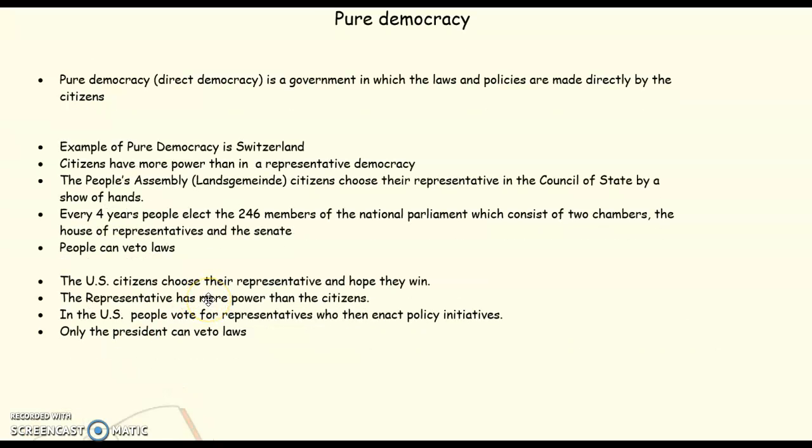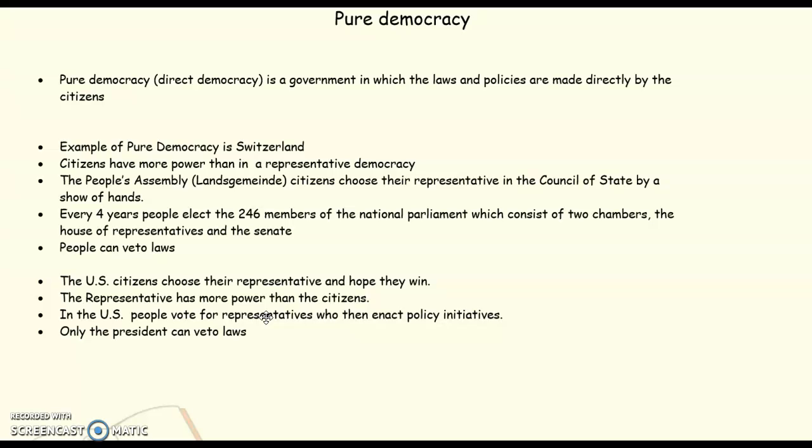Now we're going to talk about pure democracy. Pure democracy is different from representative democracy, which is the US, what we have. Pure democracy is a government in which laws and policies are made directly by the citizens. So the citizens here have more rights than a US citizen would have. An example of this is Switzerland. Citizens here have more power than in a representative democracy.